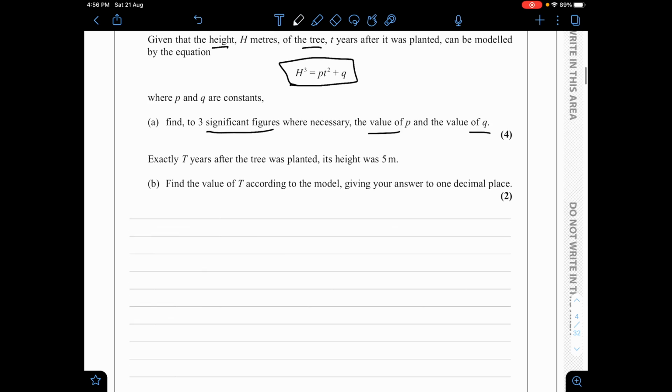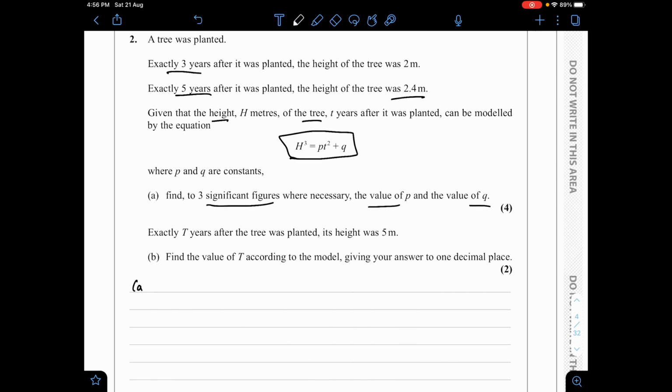So what we can do is part A. After 3 years, we know the height is 2 meters. So we can say 2 cubed, we can just substitute in, t is 3, squared is 9, so 9p plus q, right? So you get one equation that has 2 unknowns, so that's 8. So you can already know where we're headed. We're headed to our simultaneous equation.